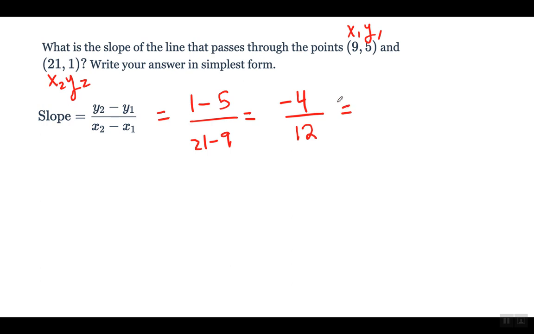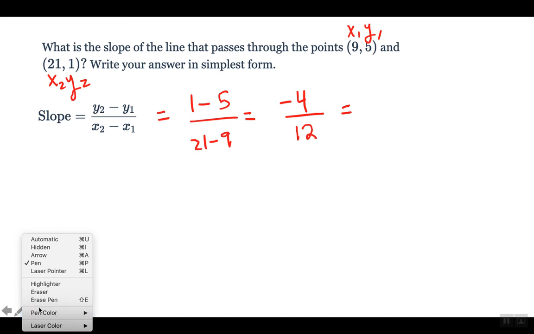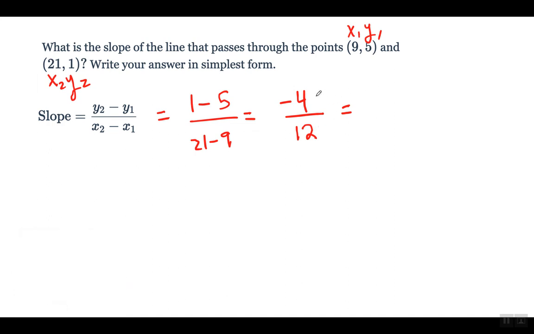And now this I got to simplify it. Let me change my color here. I could divide, if you know your timetables, you could divide the top and the bottom by 4. That would be the quickest way to get the simplified answer.